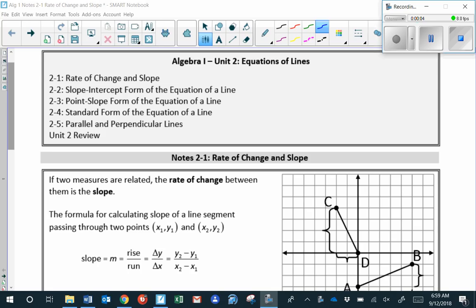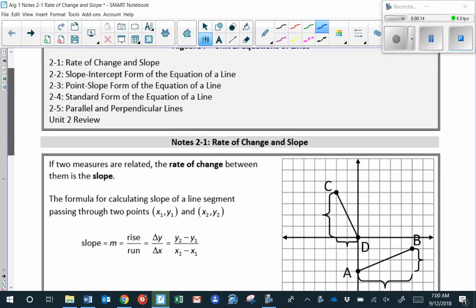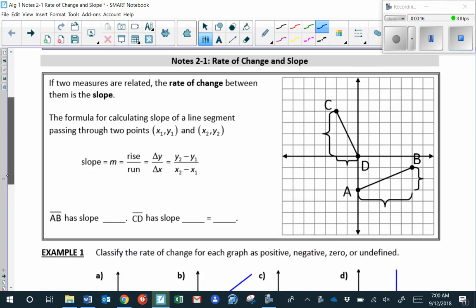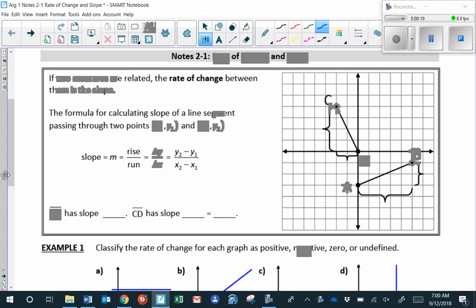Okay, today we're going to be talking about rate of change and slope. This is actually the first section in Unit 2, but we are tacking it on to the end of Unit 1. It works quite nicely with what we just did. We talked about rate of change, so now we're going to extend that to rate of change's relation to slope.